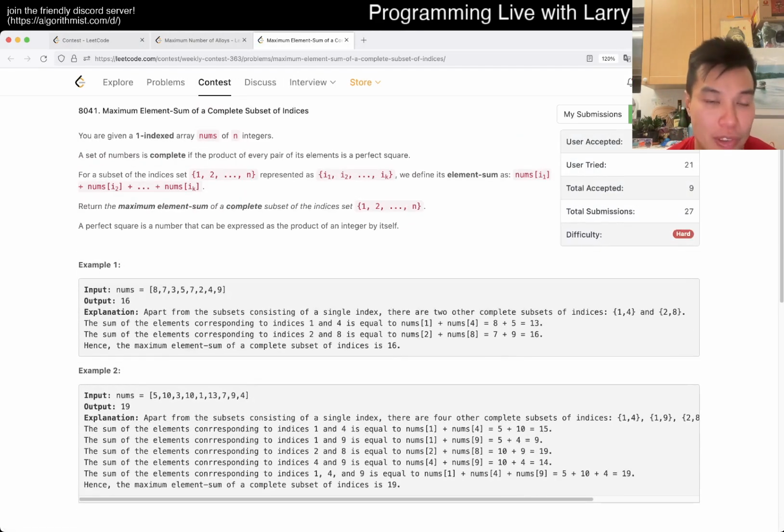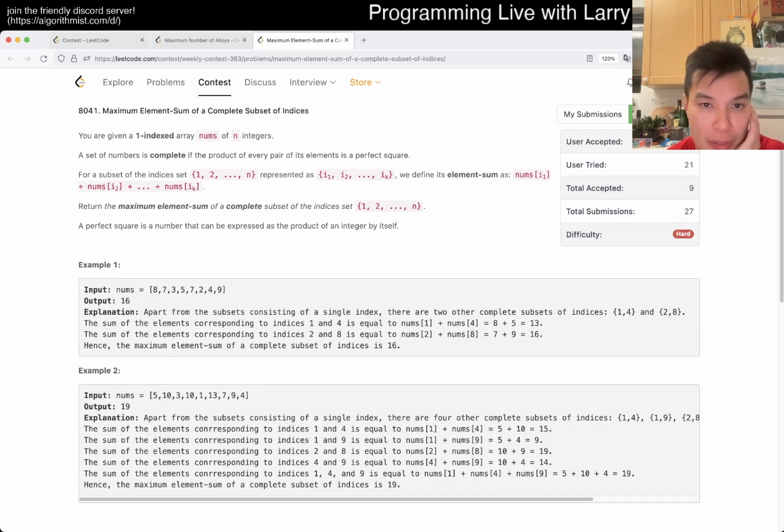I mean, more people got Q4, so let's look at this first. One index array, every product of every pair of its elements is a perfect square. One and four. What? Is it one? Why do they switch from one index and 0 index? Okay. What does this mean? 8 plus 5 is 13. 16. Okay. What?